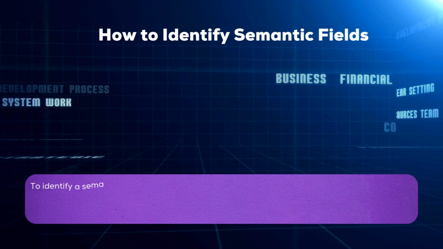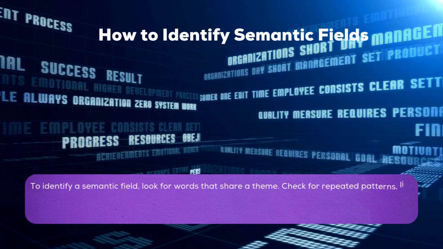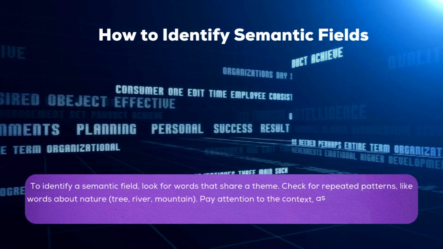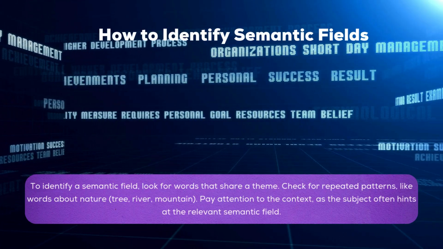To identify a semantic field, look for words that share a theme. Check for repeated patterns, like words about nature: tree, river, mountain. Pay attention to the context, as the subject often hints at the relevant semantic field.